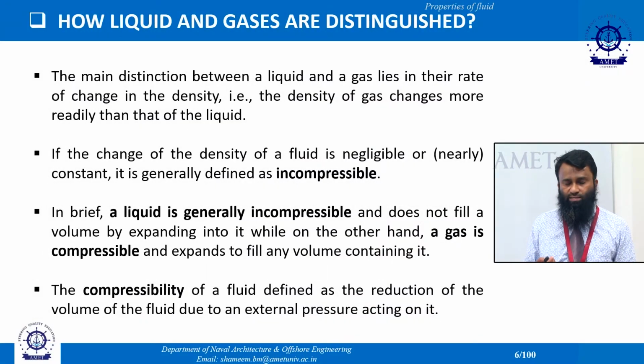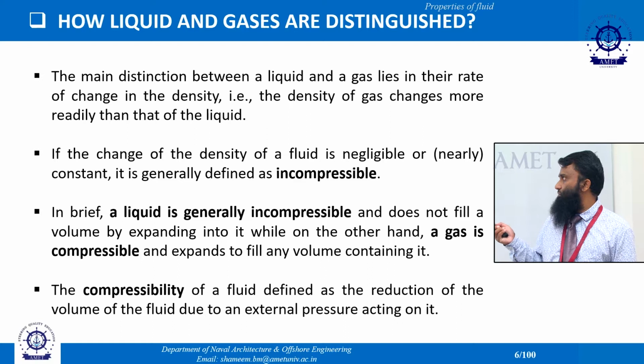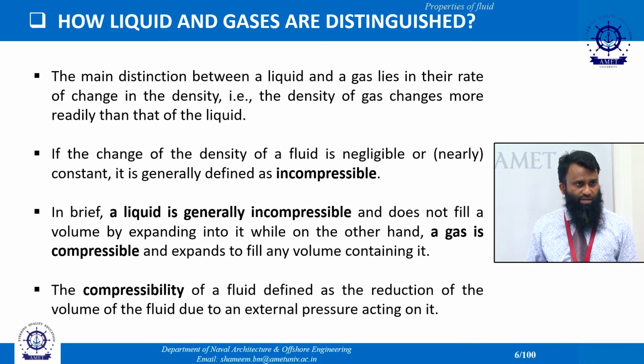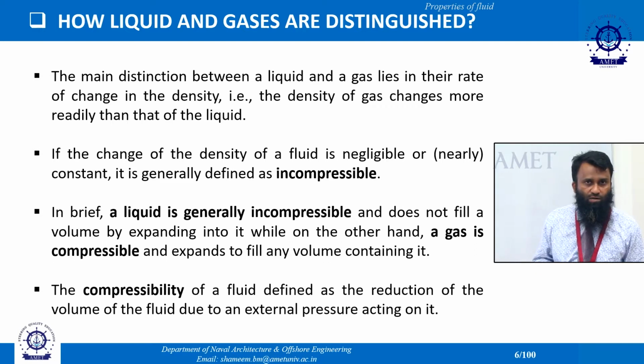That is one thing by which we will demarcate what is a liquid and what is a gas. How will we distinguish between liquid and gas? Basically due to the change in density. That is one of the important properties by which we distinguish between a liquid and a gas. So one of the main properties is the rate of change in density. The density of the gas changes more readily because we know that the separation is very easy, correct. So the density of a gas changes more readily than that of a liquid.